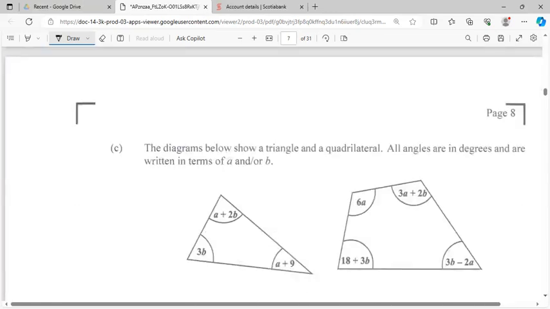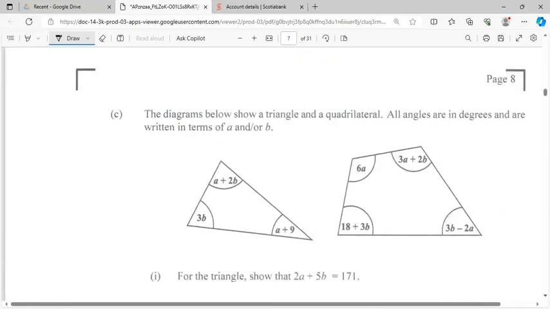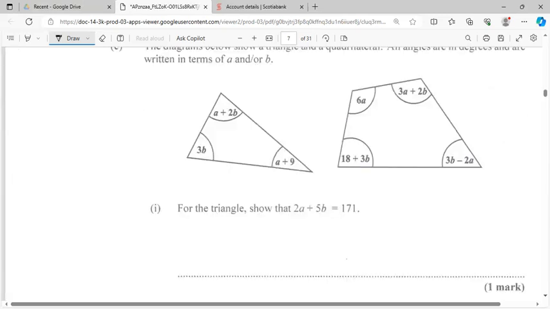Alright, C says the diagram below shows a triangle and a quadrilateral. All angles are in degrees and are written in terms of A and B. Alright, so there's a triangle, there is the other one. Let's see what they are saying now. For the triangle, show that 2A plus 5B is equal to 171. Now let's go back to what we know.